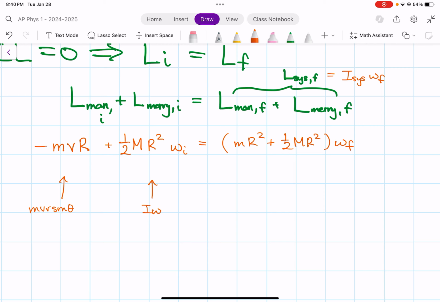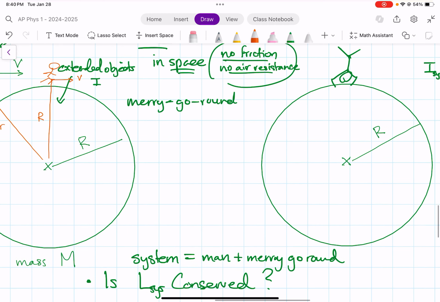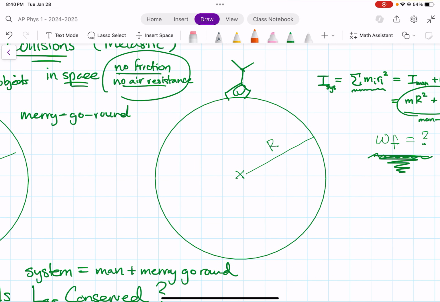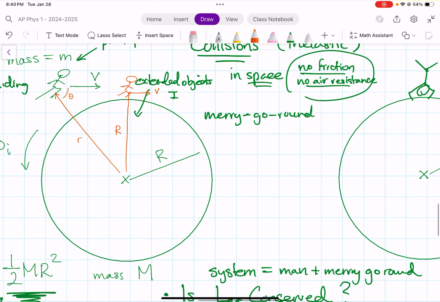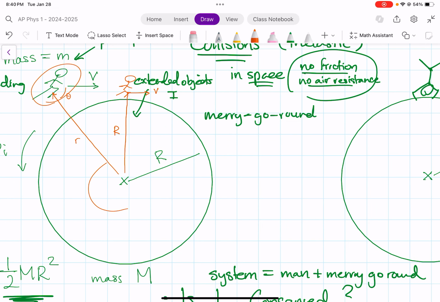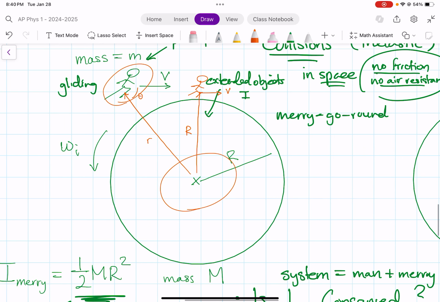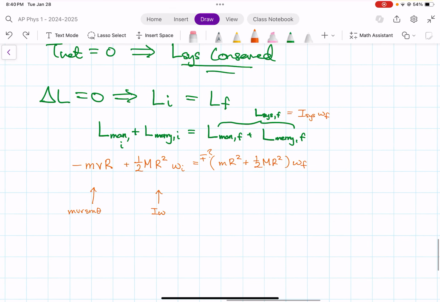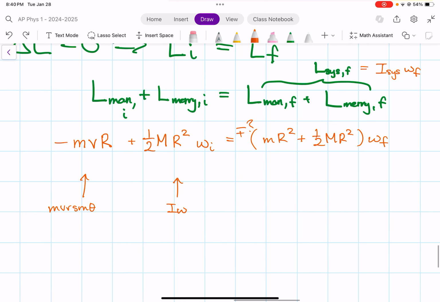And you might be wondering, do we know if this is negative or positive? We actually don't, right? We actually have no idea which direction this thing is going to rotate, because it really all depends on how heavy this man is, how heavy the merry-go-round is, how fast the merry-go-round was moving. It could have been moving almost 0 miles per hour. The man could have been moving at lightning speed. We just don't really know a whole lot of things. So all we can do at this point is just solve for omega final. And so that's what we're going to do.